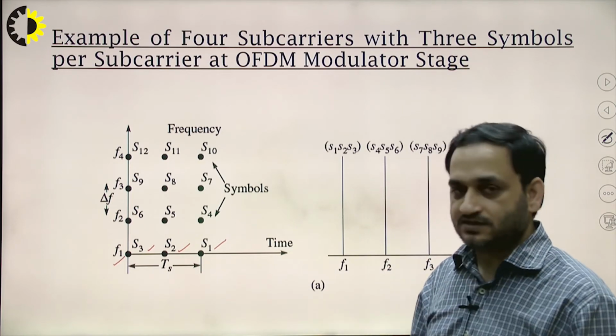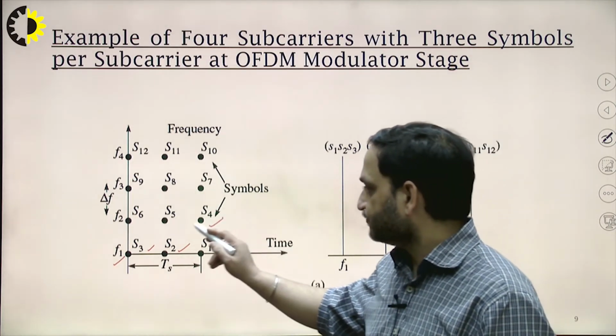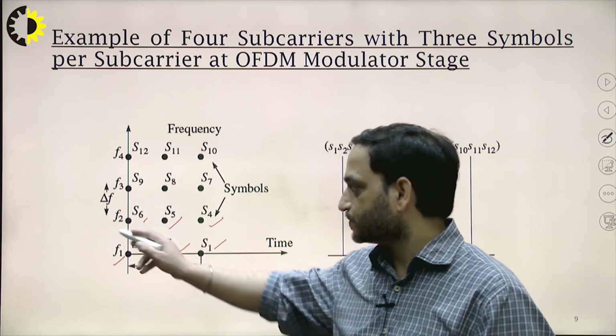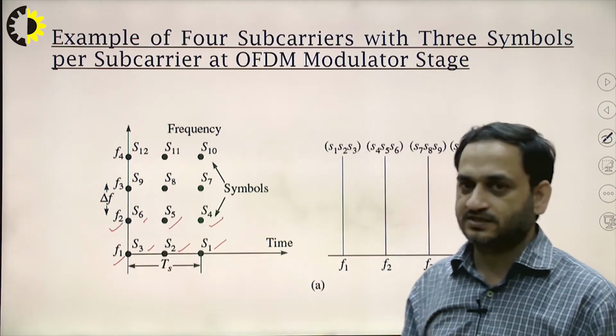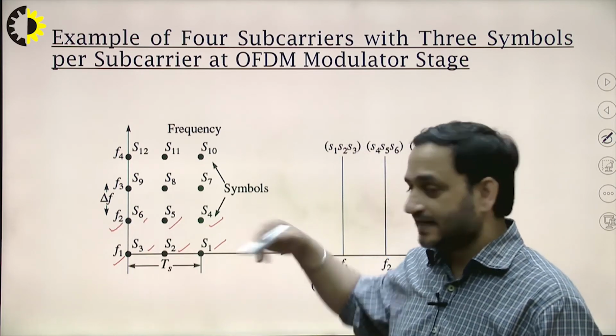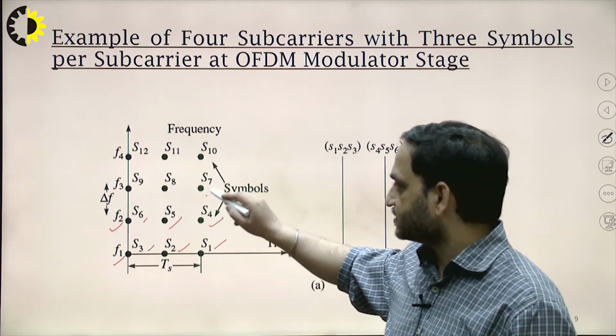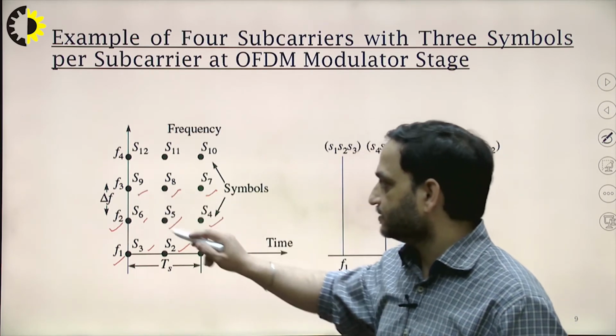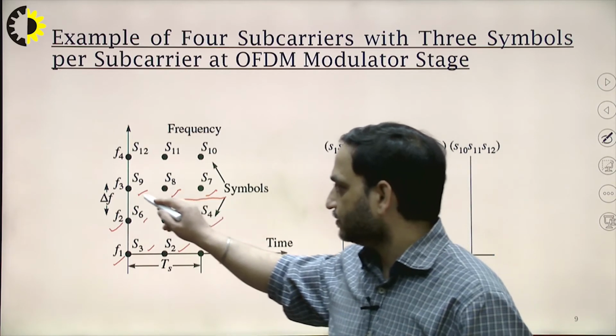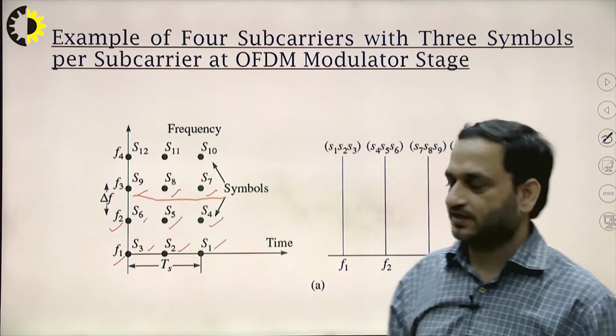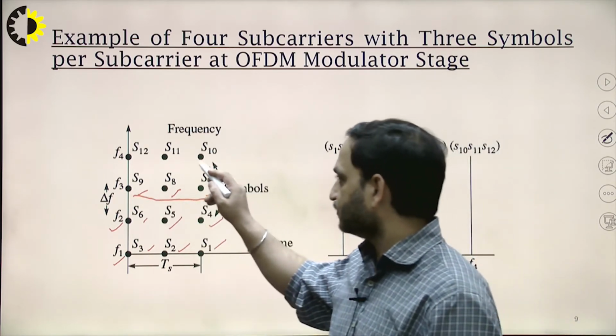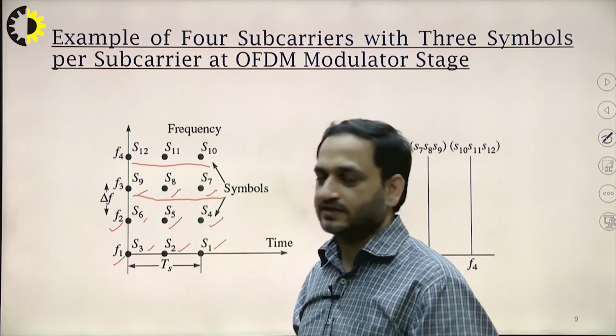Then we have the next 3 symbols, S4, S5 and S6. The corresponding subband or subcarrier is F2. Next symbols, that is S7, S8 and S9, so the corresponding frequency is F3, and so on up to F4, with S10, S11, S12.